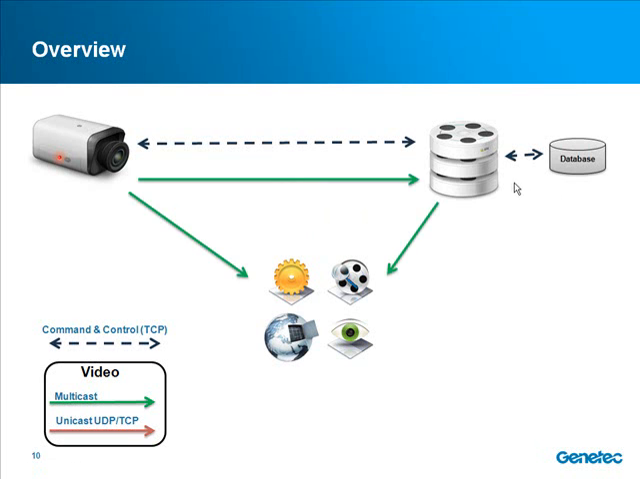In a full multicast environment, the video stream is sent to both the archiver and the client applications. And this also includes the Genetec services as well. If the network only supports unicast transmissions, it will first be sent to the archiver and then sent to all the Omnicast applications from the archiver.